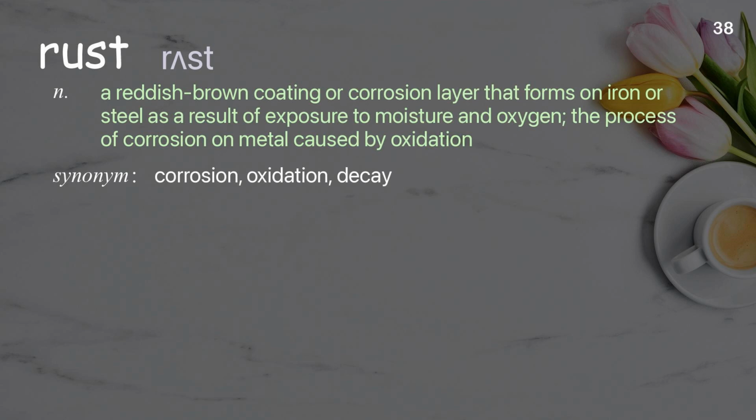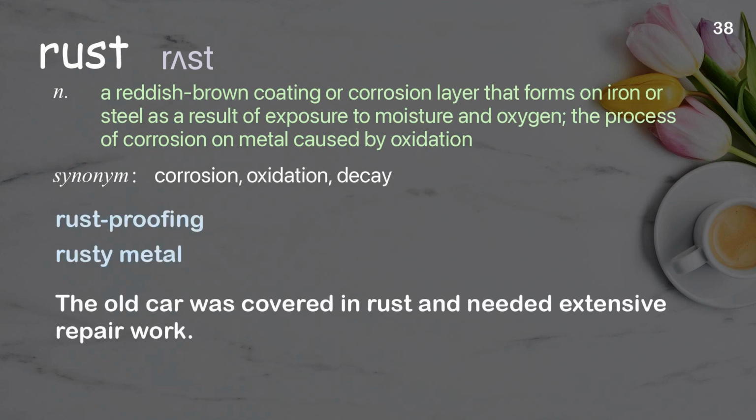Rust. A reddish-brown coating or corrosion layer that forms on iron or steel as a result of exposure to moisture and oxygen, the process of corrosion on metal caused by oxidation. Examples: Rust-proofing. Rusty metal. The old car was covered in rust and needed extensive repair work.